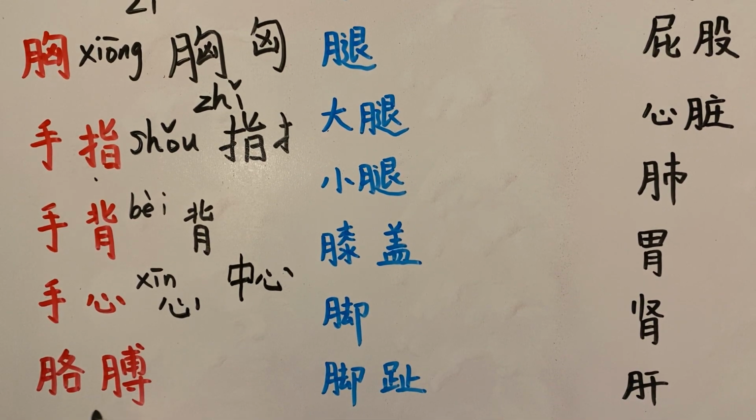Next one, 胳膊, 胳膊, right? It's very obvious that these two characters have the same left part, 月, right? It has something to do with your body. And the right part gives the sound of this character. This one is 个, and this one is 脖. So together, 胳膊, 胳膊, 胳膊.